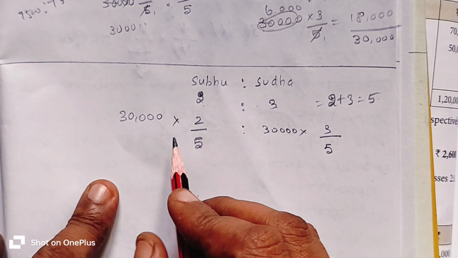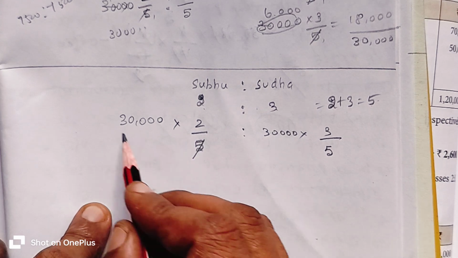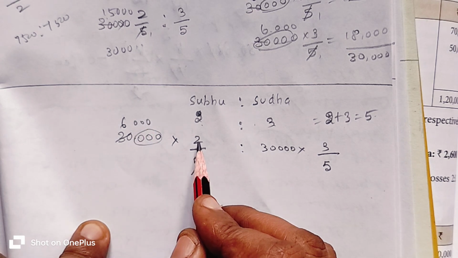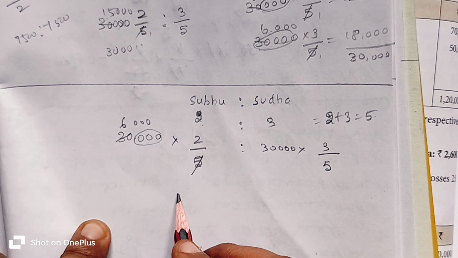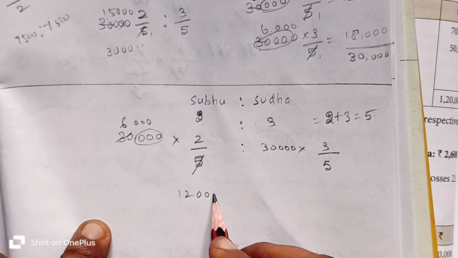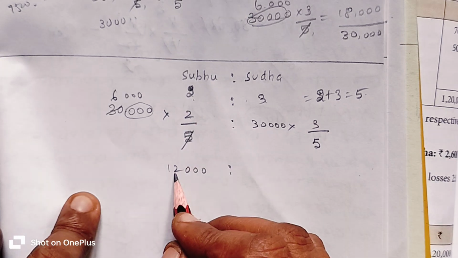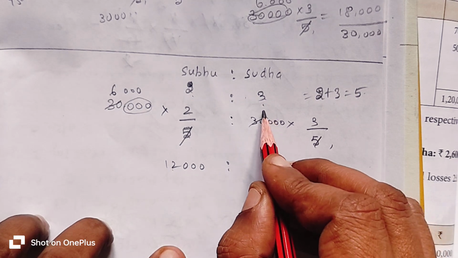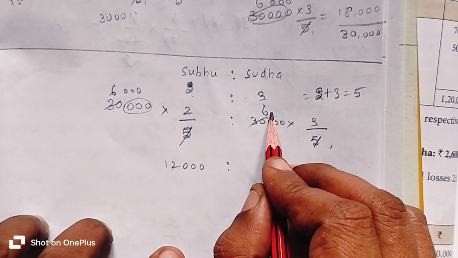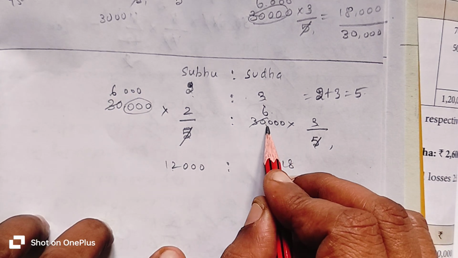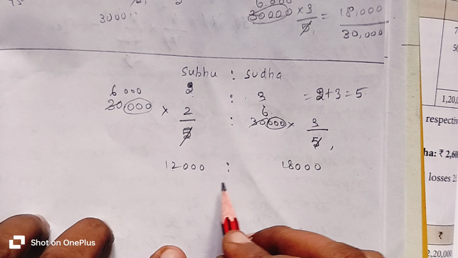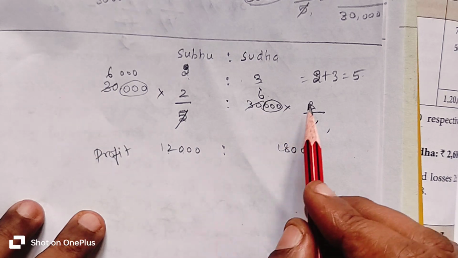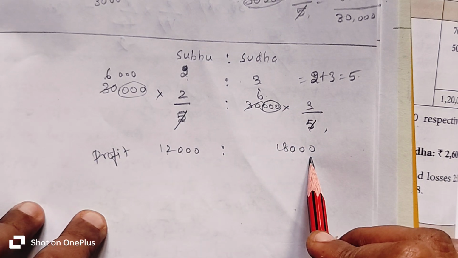Now you have to cancel it. 1 5 is 5, 6 5s are 30. The remaining 0 you add here. 2 6s are 12, 12,000 rupees for Subha's profit. And for Sudha's profit, 1 5 is 5, 6 5s are 30, 3 into 6 is 18, and the 0 is added here. So Subha's profit share is 12,000 rupees and Sudha's profit is 18,000 rupees.